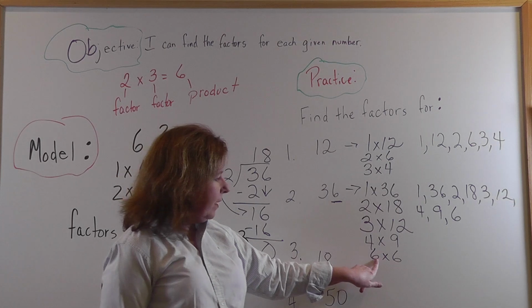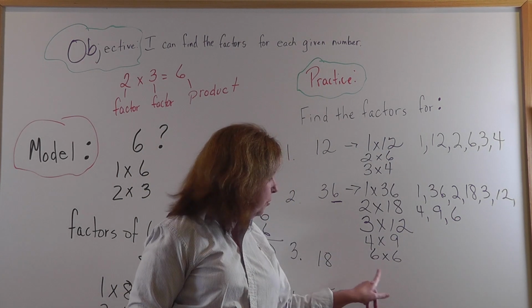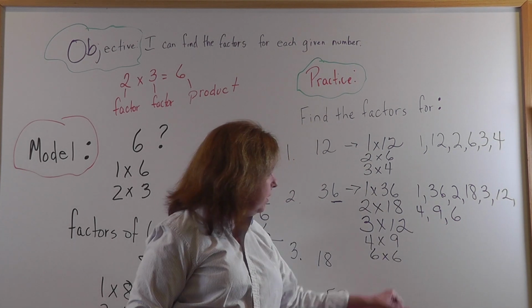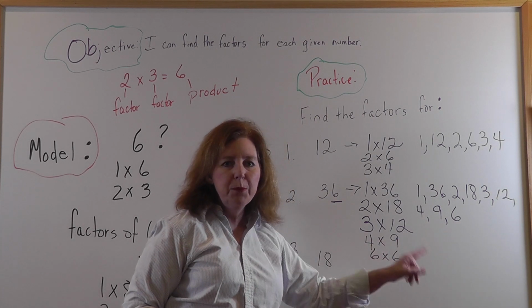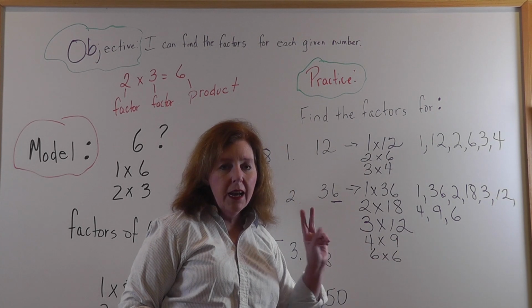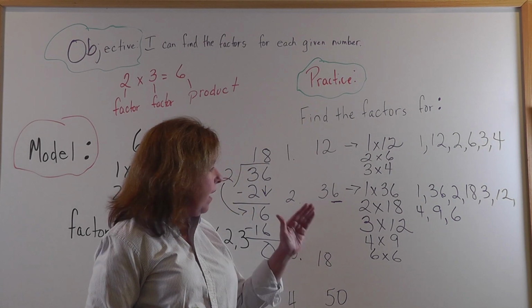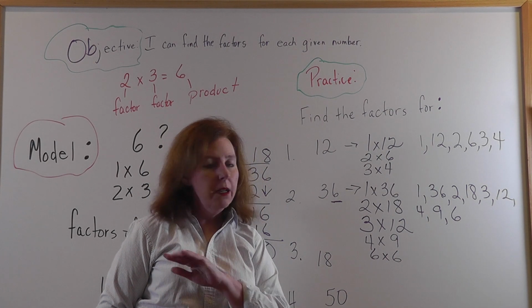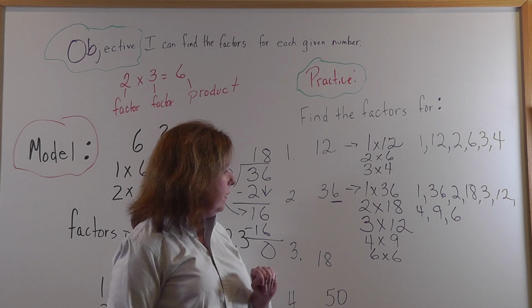Well, you see 6 times 6? I only put it down once. I didn't put 6 and then another 6. Okay? Once you've said the number 6, a factor is 6, you don't need to put the factor 6 twice. And that's for any number that you want to find the factors for. You only list a factor once, that number once. Not twice, not 3 times. It's just one time. Okay?